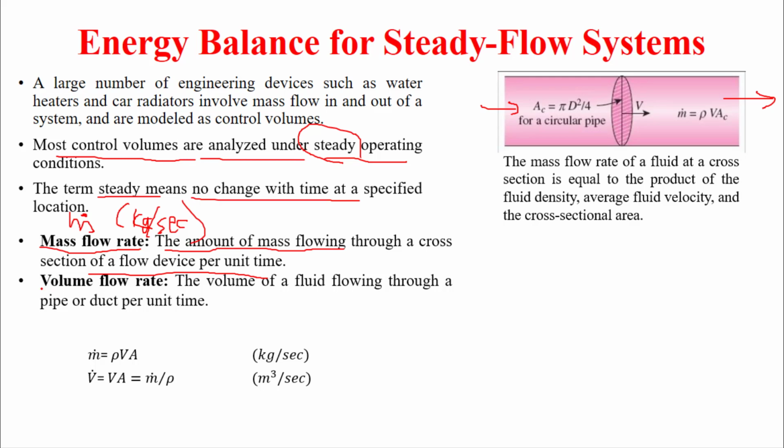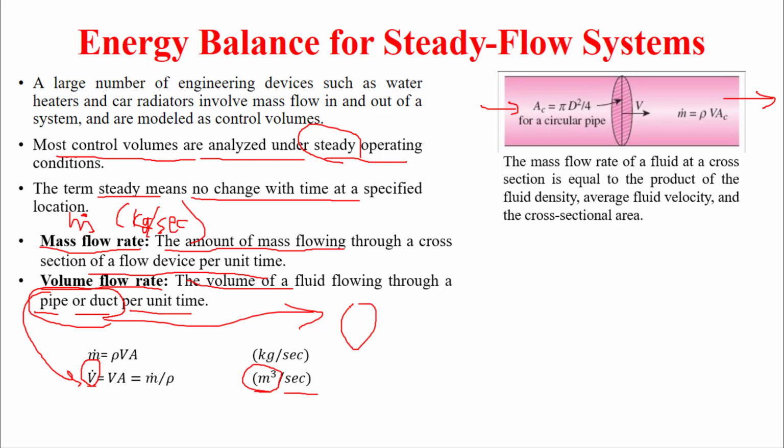Another parameter we'll use here is the volume flow rate, and we will use the symbol V dot. It is the volume of a fluid flowing per unit time inside a pipe or a duct, so its unit is meter cubed per second. And I think you know the difference between pipe and duct. For a pipe, we are talking about a circular cross section. For a duct, we are talking about a rectangular or square cross section, or simply, duct means non-circular cross section.